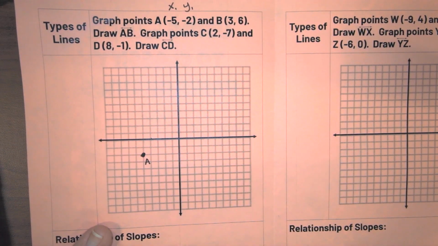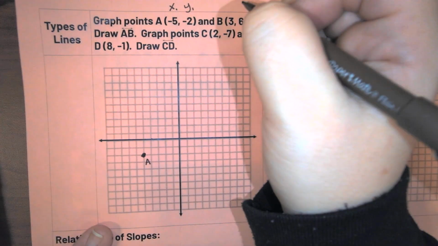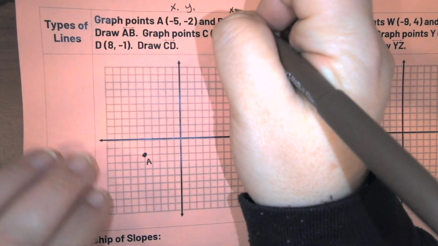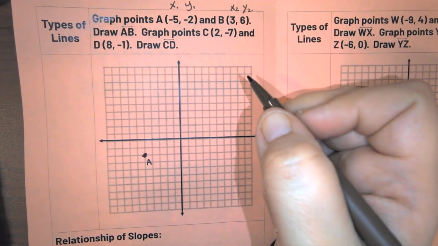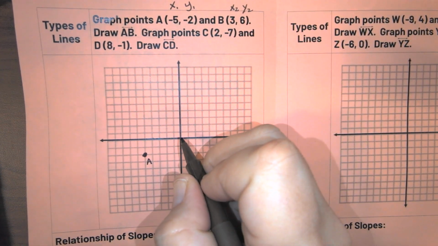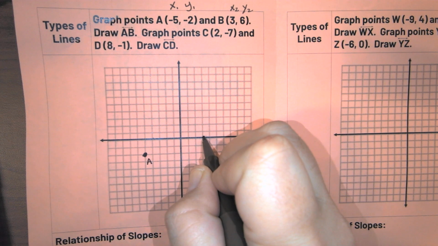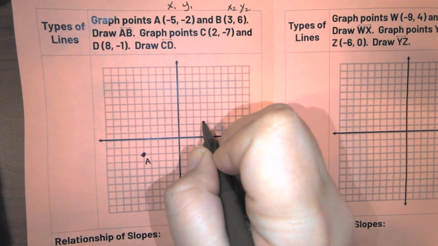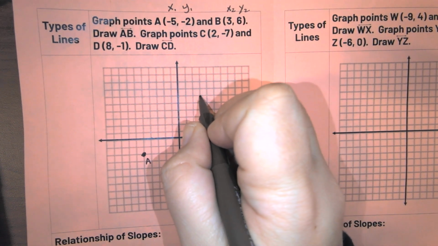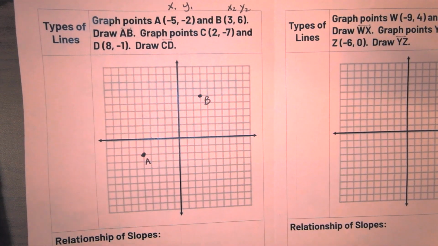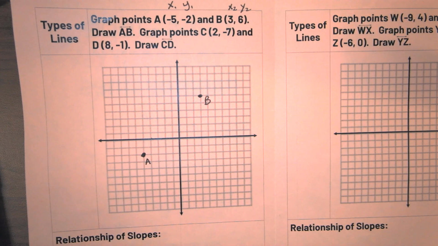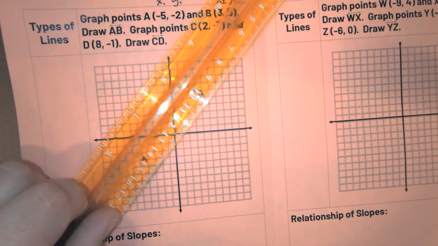Next I'm going to graph my B, which is (3, 6). That's my x2 and my y2, the second point, that's what the 2's stand for. I'm going to start at the origin again. I'm going to go to the right this time because it's a +3, and then I'm going to go up because it's a +6. I'm going to make a point there, and that's my B. So I've got 2 points. I'm going to grab my ruler and connect these 2 points.